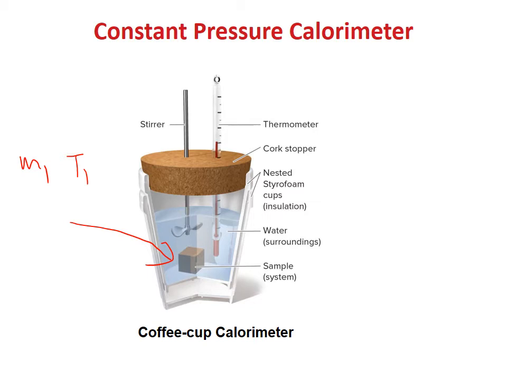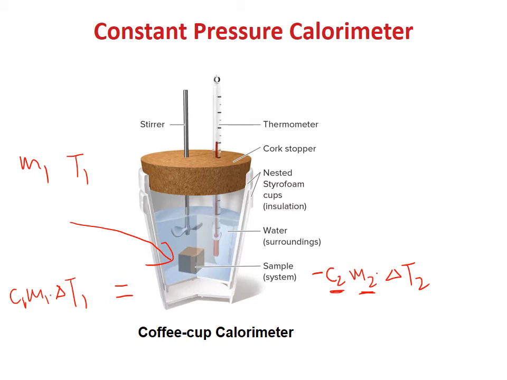is M1 C1, the heat capacity of the solid times mass times the temperature change, which should equal the heat absorbed by water, which is C2, the heat capacity of water, times M2, the mass of the water bath, times the temperature change for the water bath. And so these two should be equal but opposite in sign. So you add a negative sign, because one releases heat and one absorbs heat. So they have opposite signs.